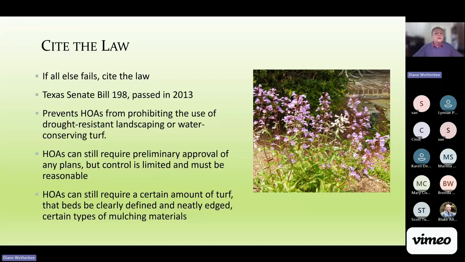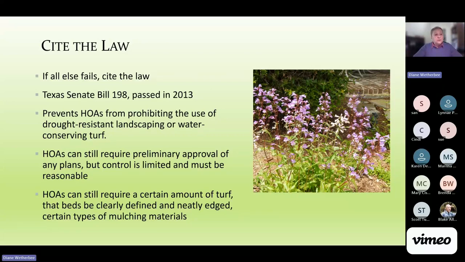HOAs can still require preliminary approval of any plans. So it's not, oh, I can just plant what I want the way I want it. They do still have control over your preliminary plan. But that control is limited, and they can't withhold approval unreasonably. It has to be reasonable and for a good reason.